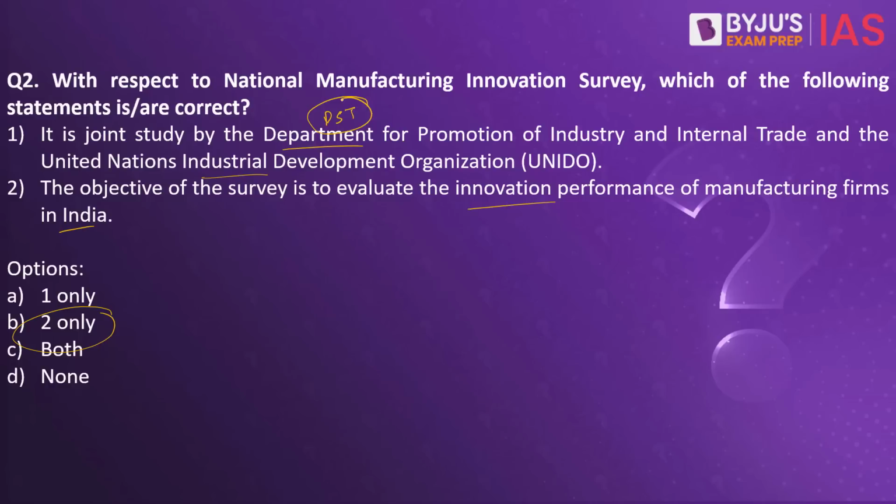Second statement is right. That is, we have the United Nations Industrial Development Organization. This is right. And the objective of the survey is to evaluate innovation performance of manufacturing firms in India. So basically, what they will look into is two important factors. One is the firm level survey, the other is the sectoral survey. When it comes to the firm, which are the companies which are part of this innovation process? So each company's analysis and survey would be taken, and at the same time what they will also look at is the broader sectoral survey as well.